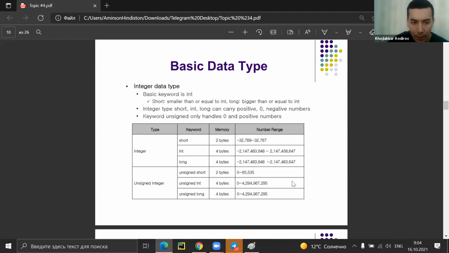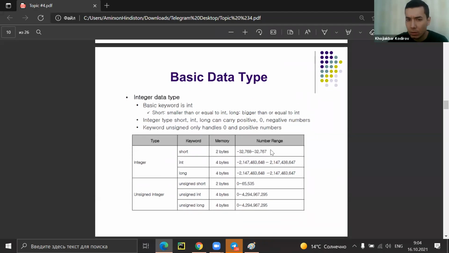When it comes to unsigned integer numbers, as I mentioned, the range includes only positive numbers. So it starts from 0 until this number, 0 until this number, and 0 until this number. The biggest number in integer is 2,147,000,000 and so on. No need to memorize it, just take it into consideration, just for remembering.